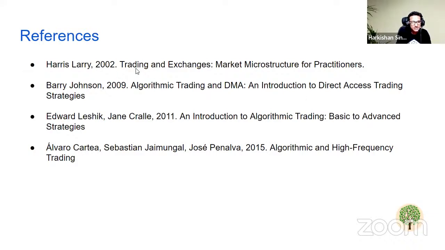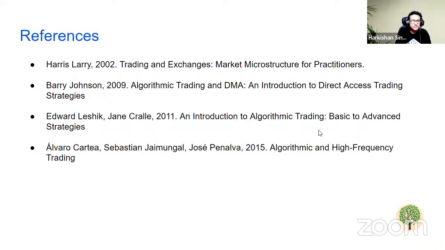The first one is Trading and Exchanges: Market Microstructure for Practitioners. The second is Algorithmic Trading and DMA. It explains how direct access trading works, how co-location works, and all those things. And Algorithmic Trading, an introduction to basic to advanced strategies. This is also a very great book. I highly recommend it. This is also a reference for today's task, so you need to read this book. It will give you some idea of how to work on today's task.